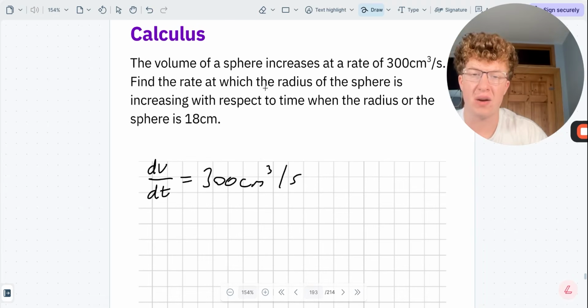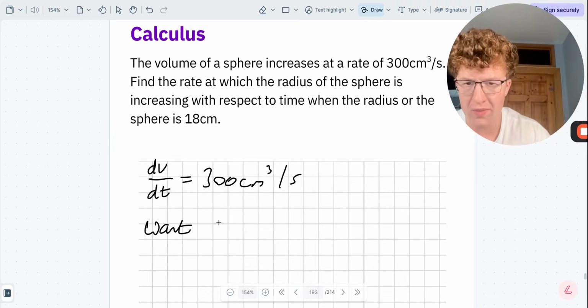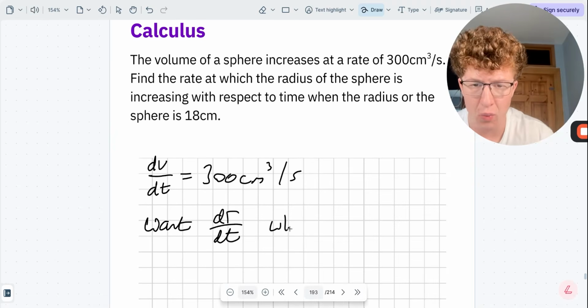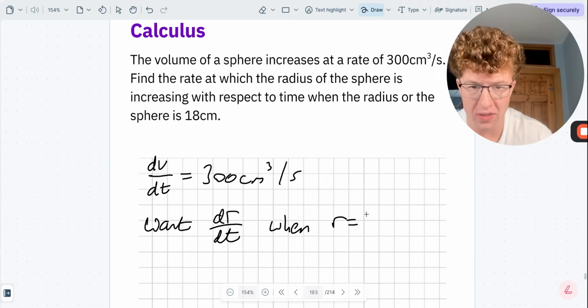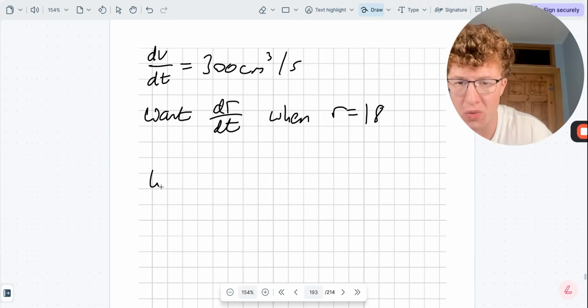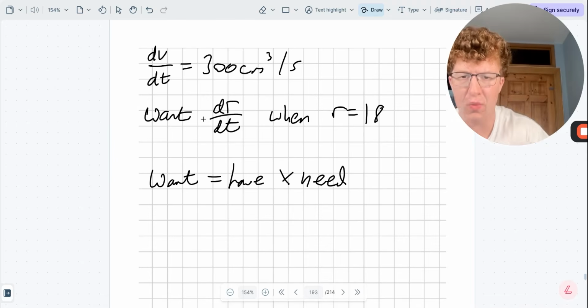Now, find the rate at which the radius of the sphere is increasing with respect to time. So we want dr over dt. And it's given us, we want it when r is equal to 18. So remember, when we're doing this, we do want equals have times need. So we want dr/dt.